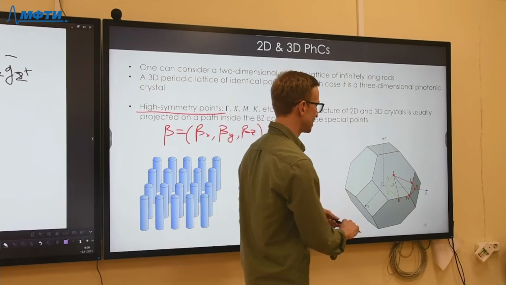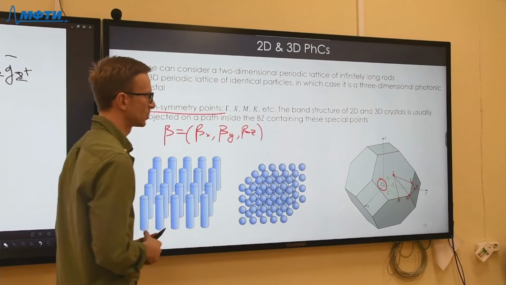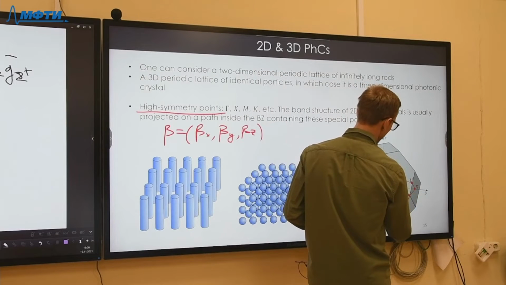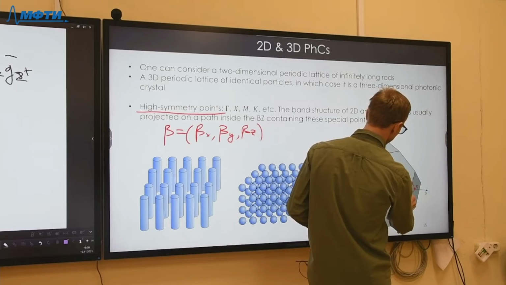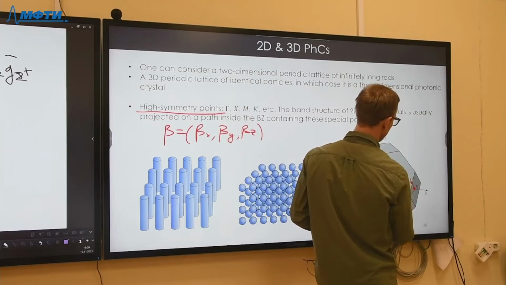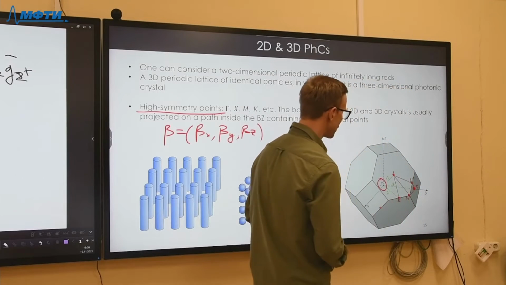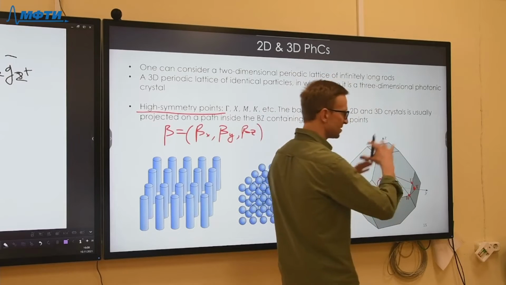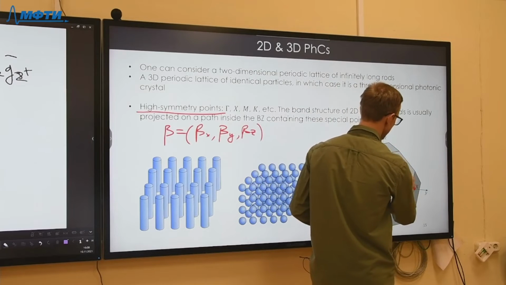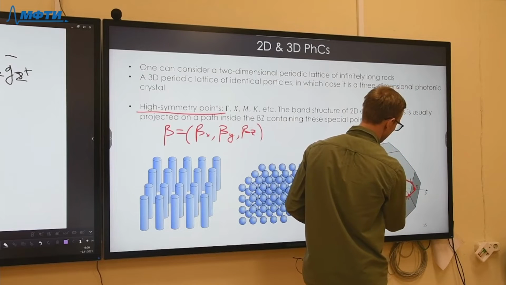These are usually the center. Gamma is always the center of the Brillouin zone, if it has a center, of course. Then there are vertices, centers of edges, center of this edge, center of that edge, centers of the faces, center of that face, and so on and so forth. And what we do is that we project the entire isofrequency onto the entire dispersion on this path. Okay, for example, something like this.